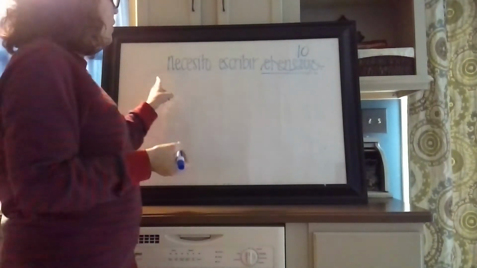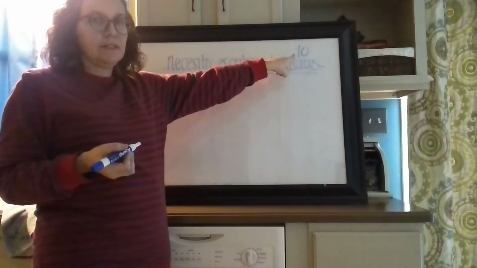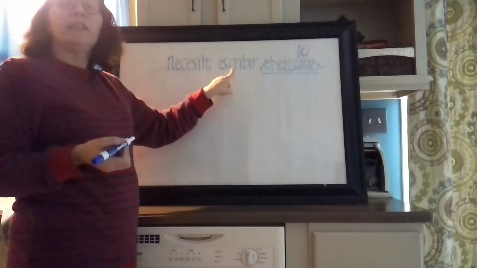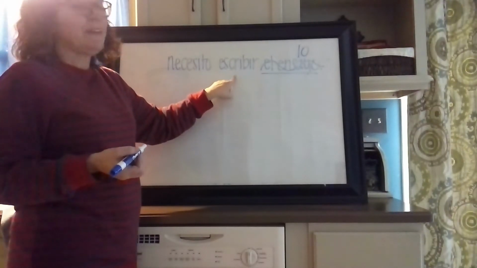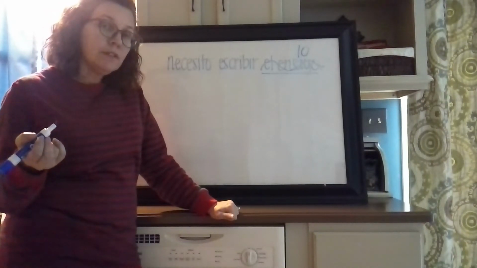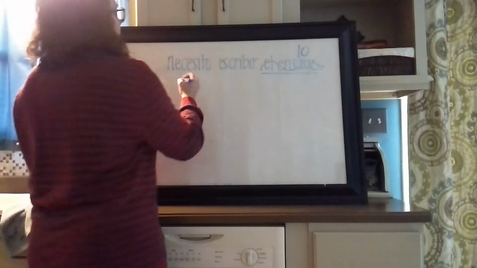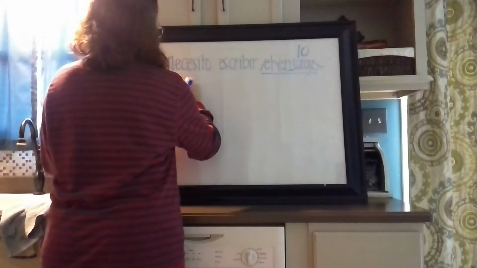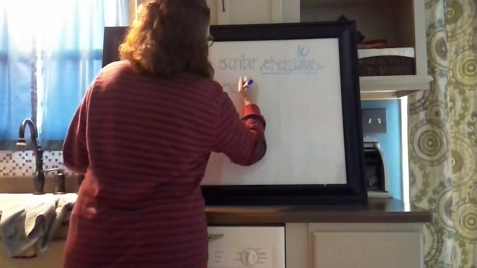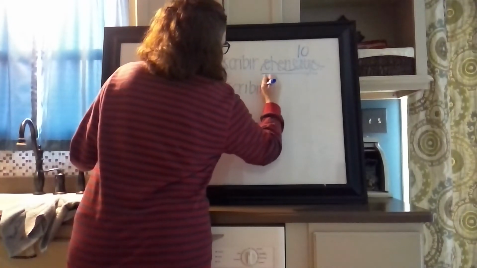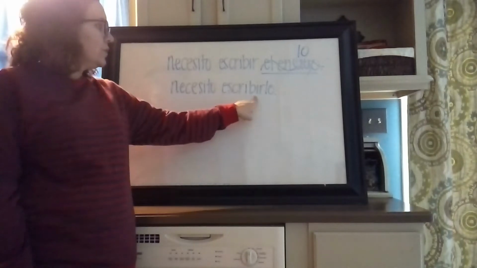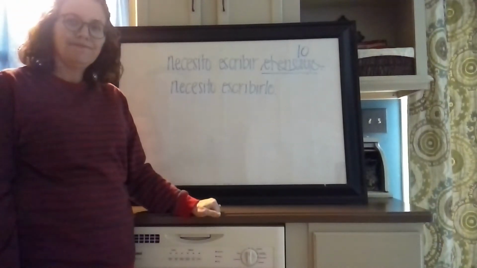Now, mis amigos, I need to write it. Therefore, I've conjugated the first verb. I leave the next one alone. That makes this verb infinitive. Where do I put my DOP with an infinitive? I attach it. So my new sentence is, necesito escribirlo. I need to write it.